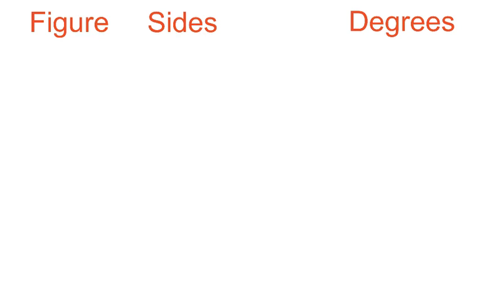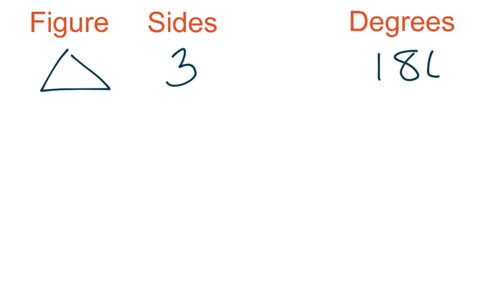Let's take a look at a few of these figures to find how many total degrees they have. Now, the very first diagram that we had was a triangle. This triangle has three sides. There are 180 degrees in a triangle.